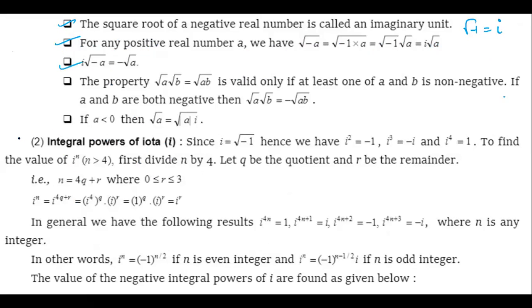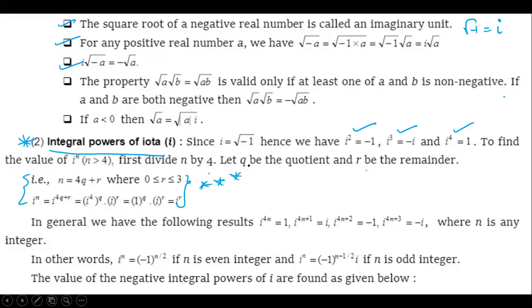Now come to this one: integral powers of iota. We already discussed this one. Here i square is equal to minus 1, i cube is equal to minus i, i power 4 is equal to 1. To find i power n, divide n by 4, where q is the quotient and r is the remainder. This is the format. So please remember this one. Already discussed this one, dear students. Get ready.